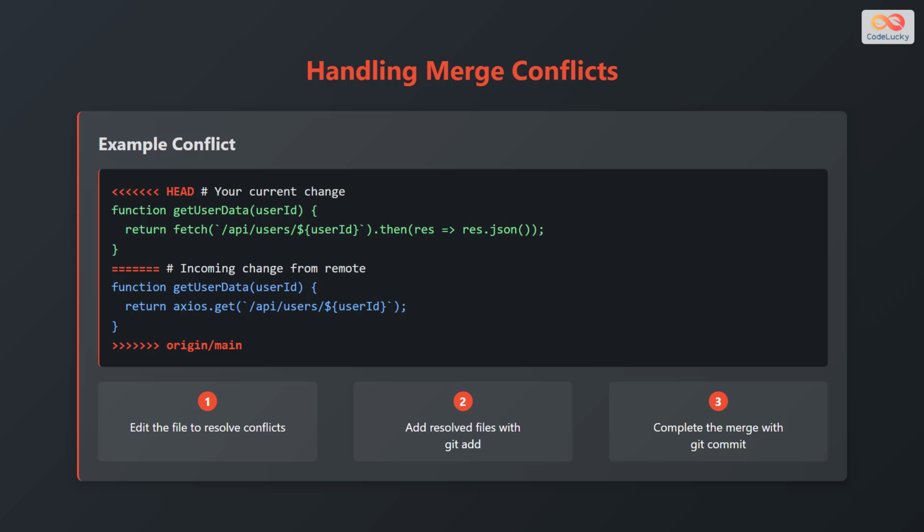Sometimes, when you pull changes from a remote repository, you might encounter merge conflicts. Here's an example of a conflict in a file. The lines between HEAD and the divider represent your current changes, while the lines between the divider and origin/main represent the incoming changes from the remote repository. To resolve the conflicts, first, edit the file by choosing which changes to keep. Then, add the resolved files using the git add command, and complete the merge by using the command git commit.